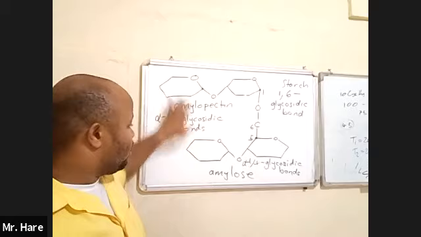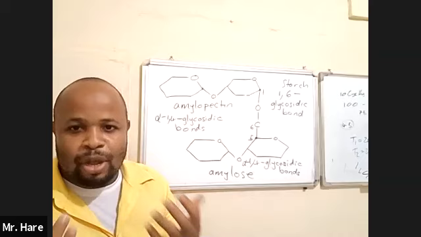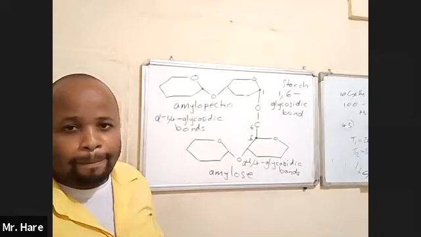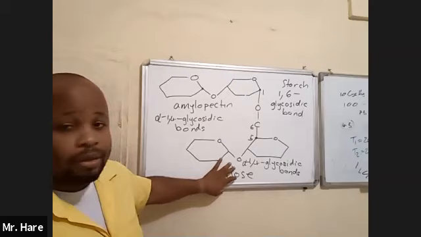Both of them are made up of glucose units that are linked together by 1,4 glycosidic bonds. So starch is made up of amylopectin and amylose, but amylopectin is the branched polymer, and amylose is unbranched.